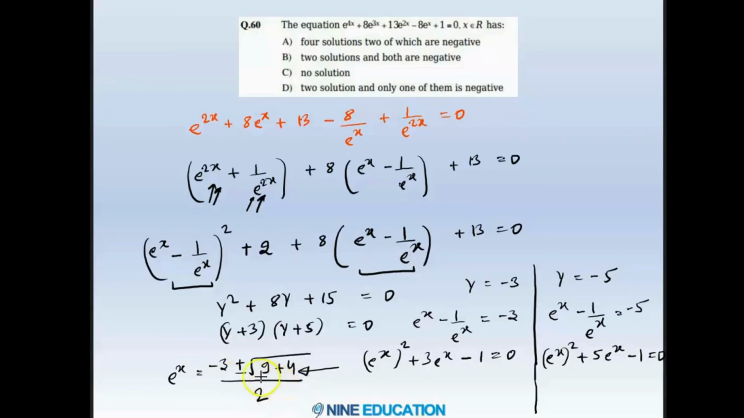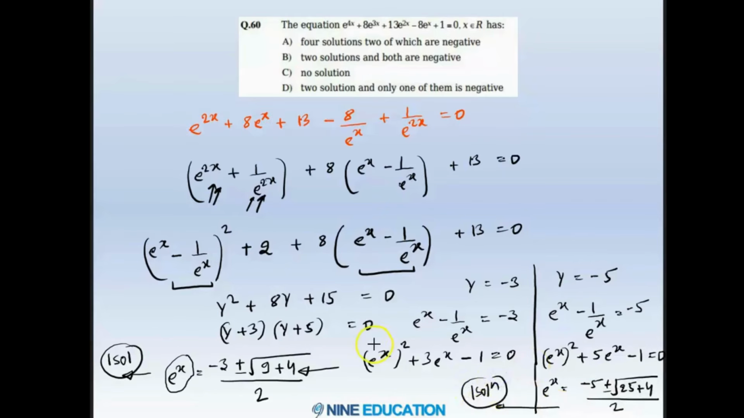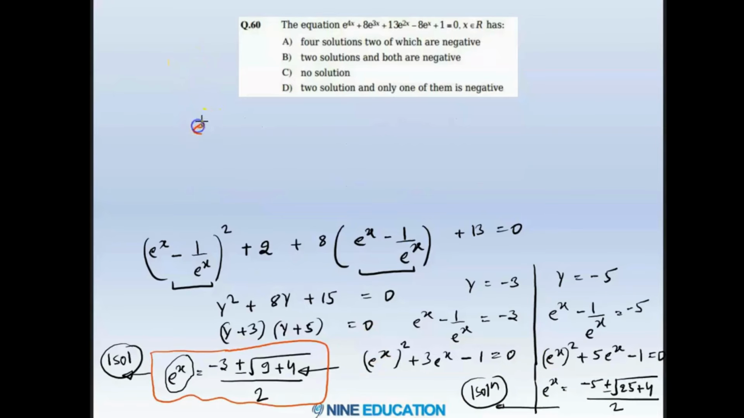Same way, if we solve the other case, e^x is equal to (-5 ± √(b² - 4ac)) / 2, where b² will be 25, and minus 4ac will become plus 4, divided by 2. Here also we will be getting one solution only. I cannot take the negative answer. So we have e^x equal to (-3 + √13)/2 from this case, and in the other case e^x is equal to (-5 + √29)/2.